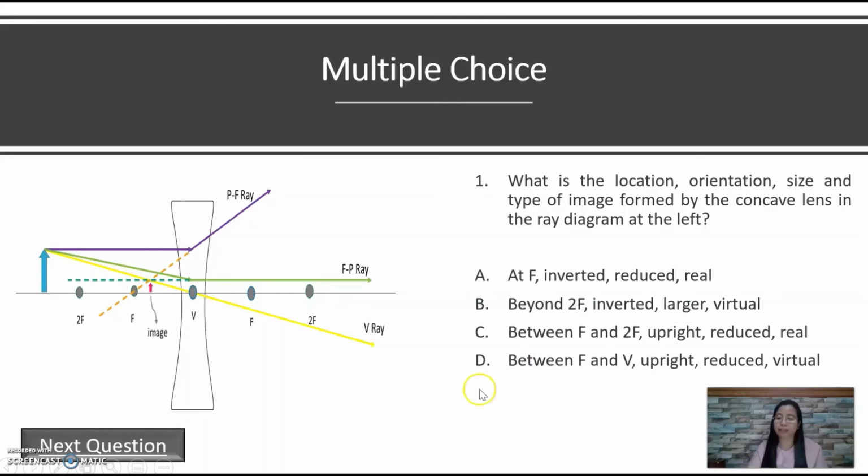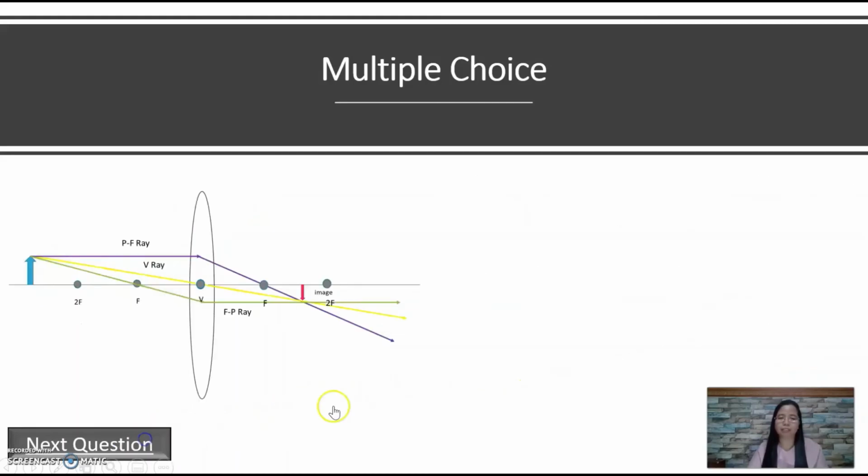Okay, so let's reveal the answer. I hope you have already an answer on your paper. It's letter D, between F and V, upright, reduced, and virtual. So now we can proceed to the next question.